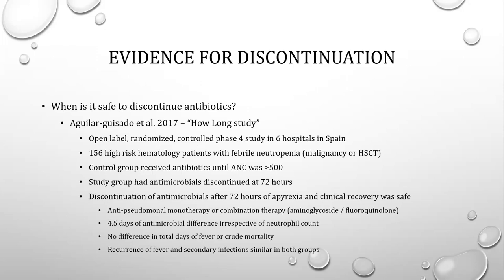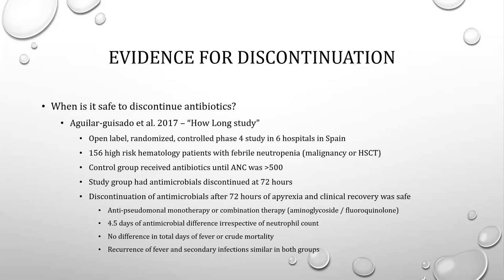So Aguilar also, in 2017, did the How Long study, which was trying to discontinue antibiotics. This is an open-label randomized controlled phase 4 study in 6 hospitals in Spain. They were able to enroll 156 high-risk hematologic patients with febrile neutropenia. The control group received antibiotics until the ANC was greater than 500, and the study group had antimicrobials discontinued at 72 hours. So discontinuation of the antimicrobials at 72 hours of apyrexia and clinical recovery was safe.